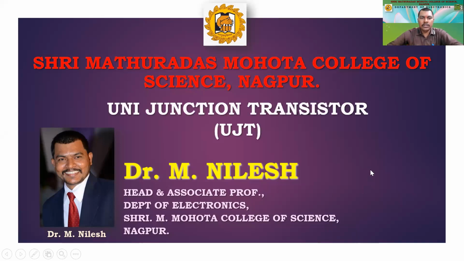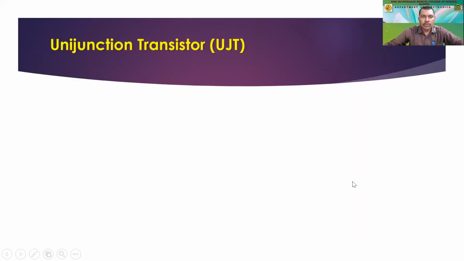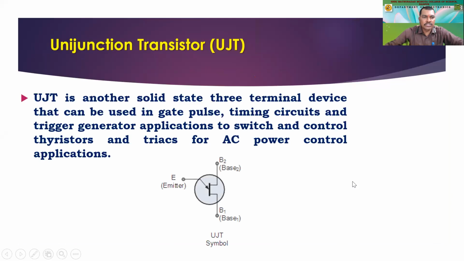Today we are going to study the unijunction transistor, in short called the UJT. So, what is a UJT? As the name suggests, we have a single junction of a PN type of semiconductor, and that is called a unijunction transistor. Let us see what the construction of it is.